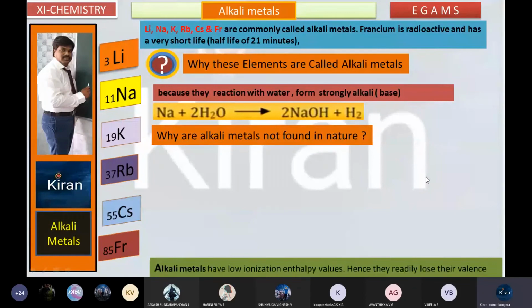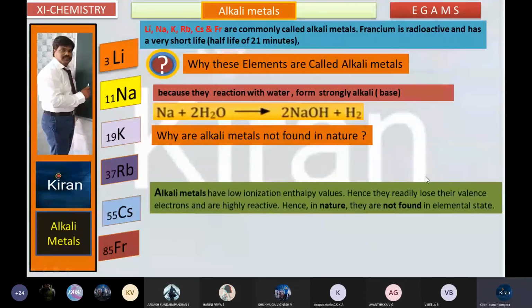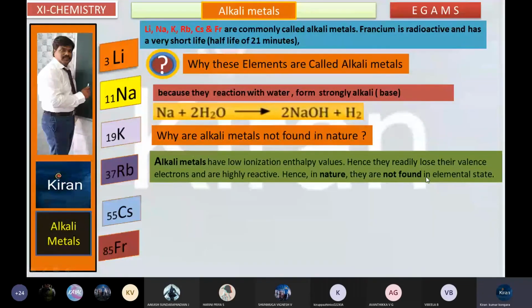See here, alkali metals have low ionization enthalpy values. Hence, they readily lose their valence electron and are highly reactive. Hence, in nature, they are not found in the elemental state. Their ionization energies are less. That's the reason it loses one electron easily.